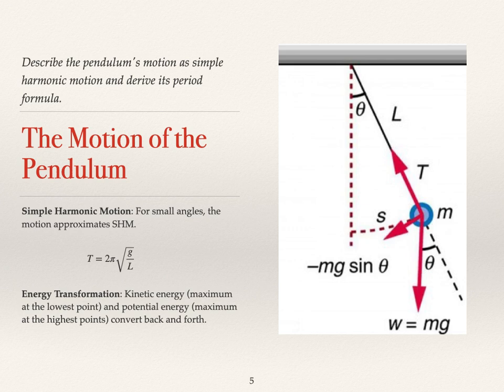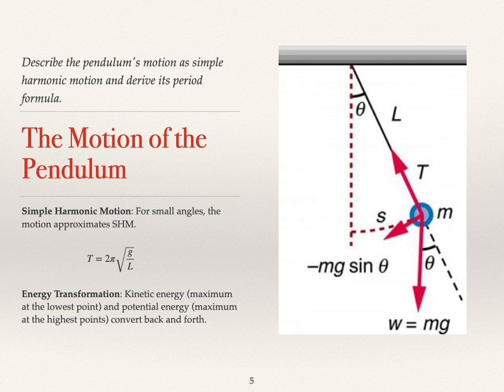We can calculate the period, or the time it takes for the pendulum to complete one full cycle, using this equation. T is the period, L is the length of the pendulum, and g is the acceleration due to gravity. This formula shows us that the length of the pendulum and gravitational acceleration affect how quickly it swings.